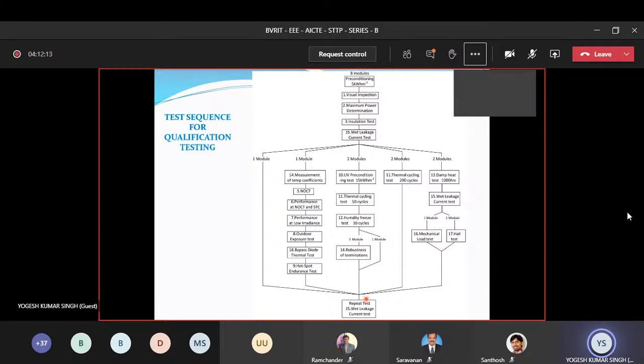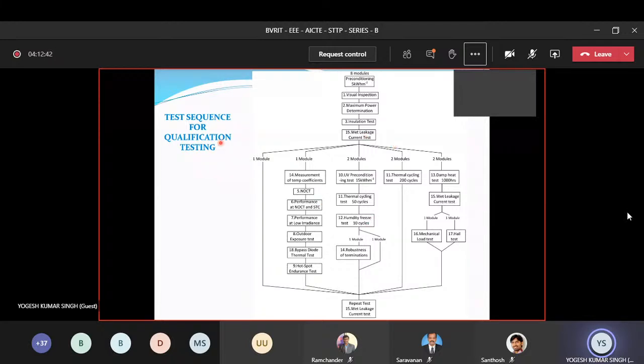And finally we repeat all these conditions. After fulfilling all the modules and all the conditions, if the degradation is not more than 10%, your module will pass. If the degradation is more than 10%, your module will fail on that particular condition. So this test sequence is very important for the qualification of any solar module.